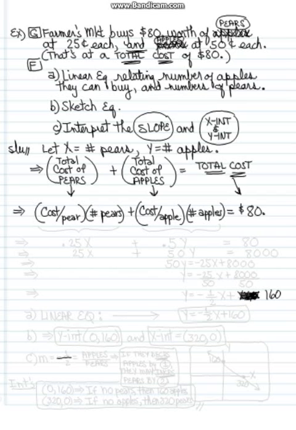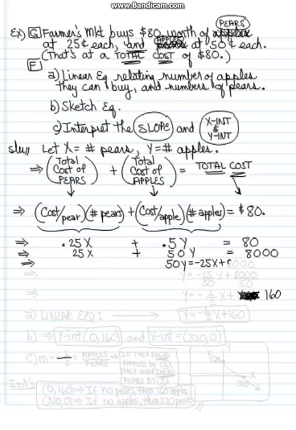Okay, we know the cost of the pears is 25 cents each, so it's 0.25 times the number of pears. We said x was the number of pears, so it's 0.25 times x plus 0.5 times y, because those were 50 cents each, the apples. That equals 80. Okay, so get rid of the decimals by moving all the decimals 2 places to the right. That's what it's going to take to get rid of all the decimals. So we've got 25x plus 50y equals 8,000.